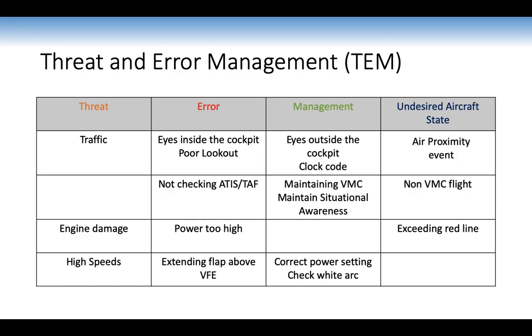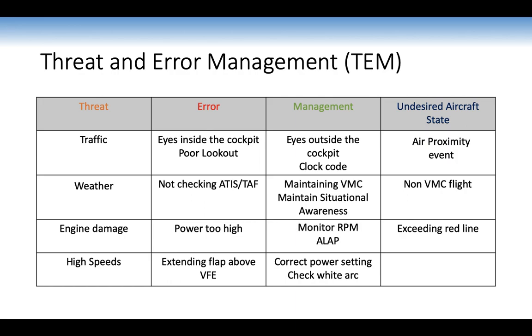And then we've got another threat. The area will be not checking status. Management technique will be maintain VMC, maintain situational awareness, and the undesired aircraft state will be non-VMC flight. So that means visual meteorological conditions. So a flight where there's good weather for visual conditions. You can see the horizon, and you're clear of cloud, and the threat would be weather. So that's really important. Engine damage, power too high, and the undesired aircraft state with exceeding red line can cause engine overheat or damage. So make sure you monitor RPM and you do your ALAP cycle.